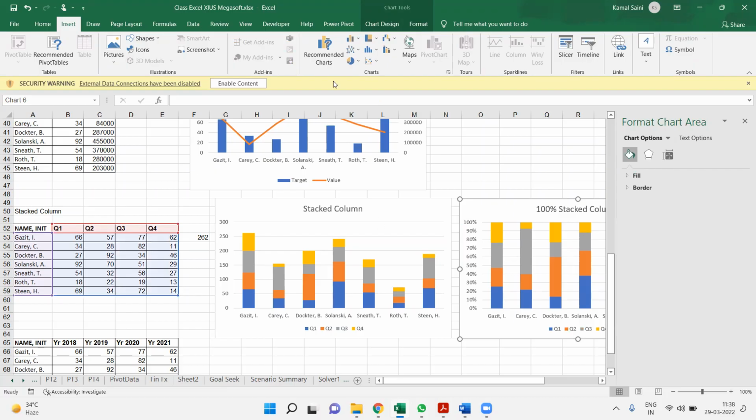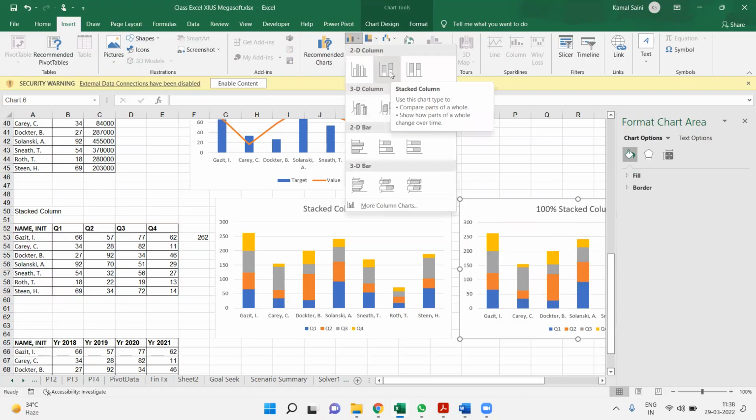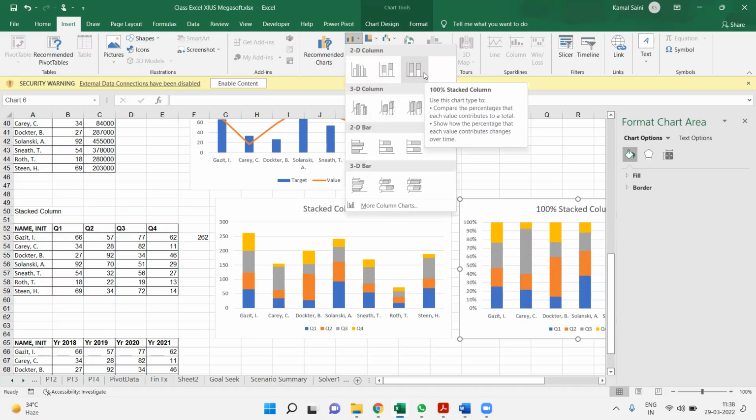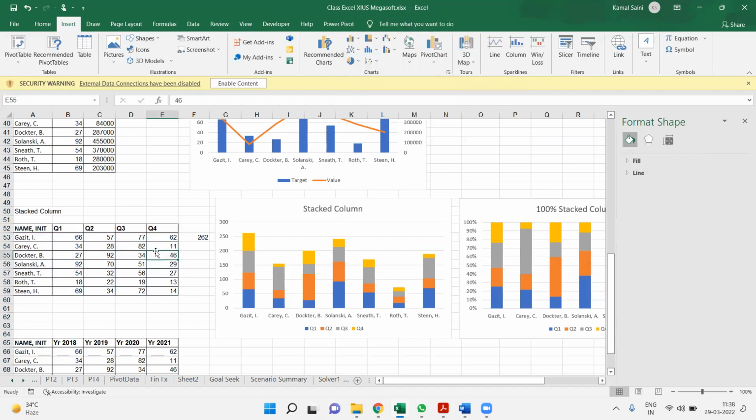So select the data, columns, and a stacked column, and 100% stacked column. Okay. Yes, Ravi, we got it.